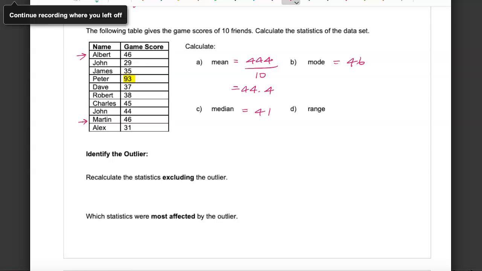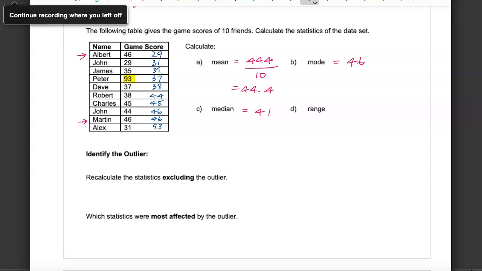Now, because we've got 10 scores, when we put these scores in order, I'm just going to rewrite them. Obviously, Peter's at 93. Our next highest are the two boys with 46. We have a 45. We have a 44. Then we go into the 30s. We've got a 38, a 37, a 35, a 31, and a 29.